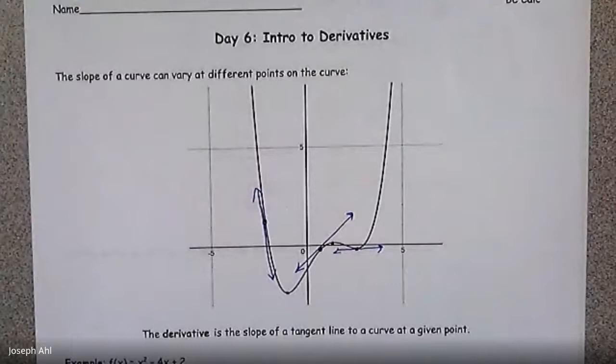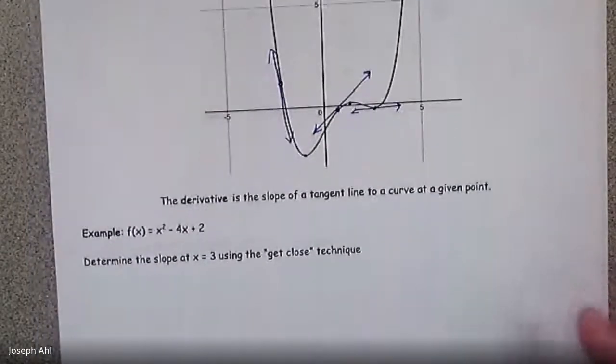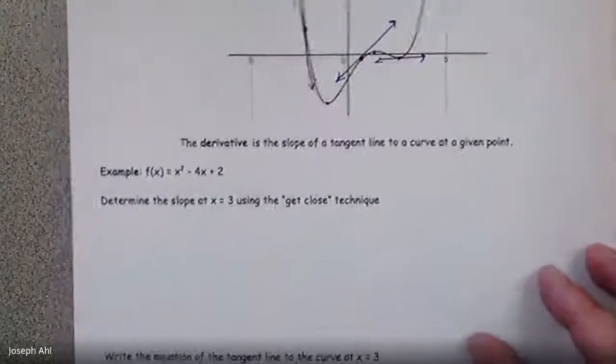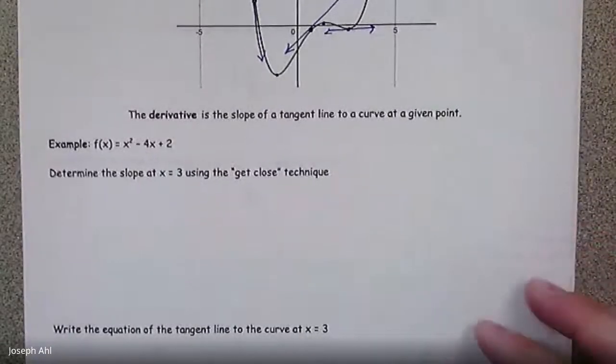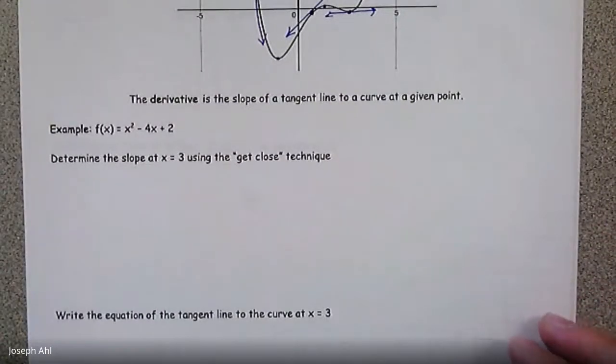So what we're going to do is analyze different ways in which we can calculate slopes to points on a curve. And one way we're going to do this is we're going to look at, first of all, the function f of x equals x squared minus 4x plus 2. And we're going to determine the slope at x equals 3 using the quote-unquote get close technique. So what do we mean by get close?